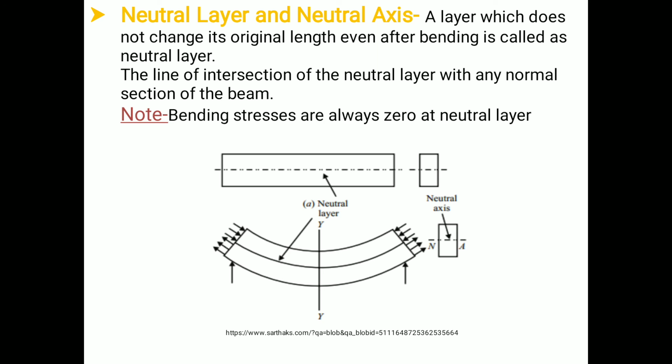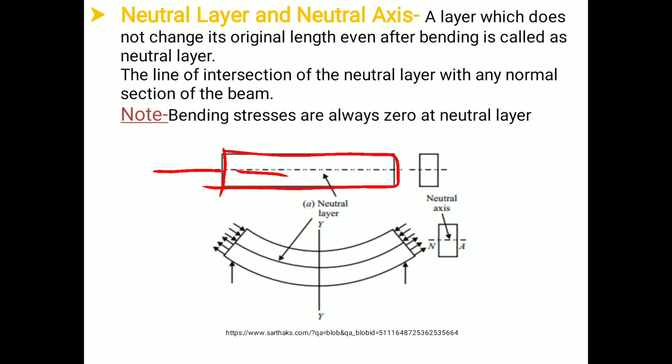What is neutral layer and neutral axis? A layer in the beam which does not change its original length even after bending is called a neutral layer. From this figure we can see this is a beam. For that particular beam, this horizontal dotted line is the neutral axis, and this rectangular section is the cross section of the beam.